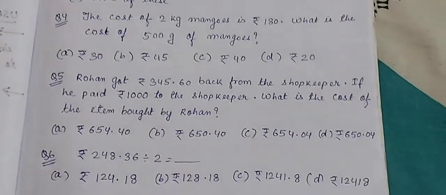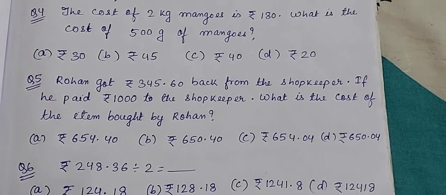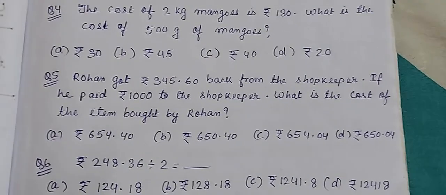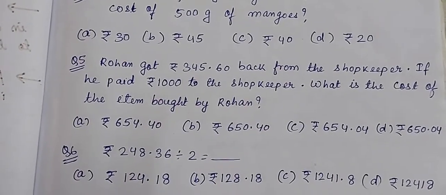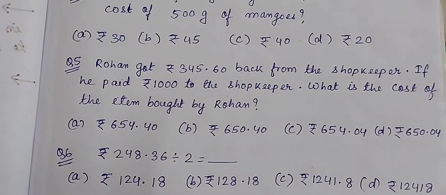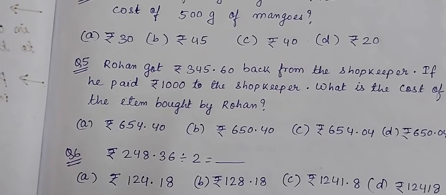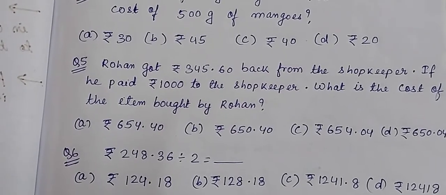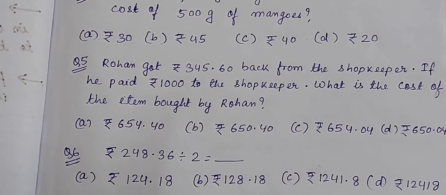Now we come to question number 5. Rohan got rupees 345.60 back from the shopkeeper. If he paid rupees 1000 to the shopkeeper, what is the cost of the item bought by Rohan? See, it's very simple. How much Rohan gave and how much he got back. If we subtract both, okay, then whatever answer you get, that is the cost of the item.